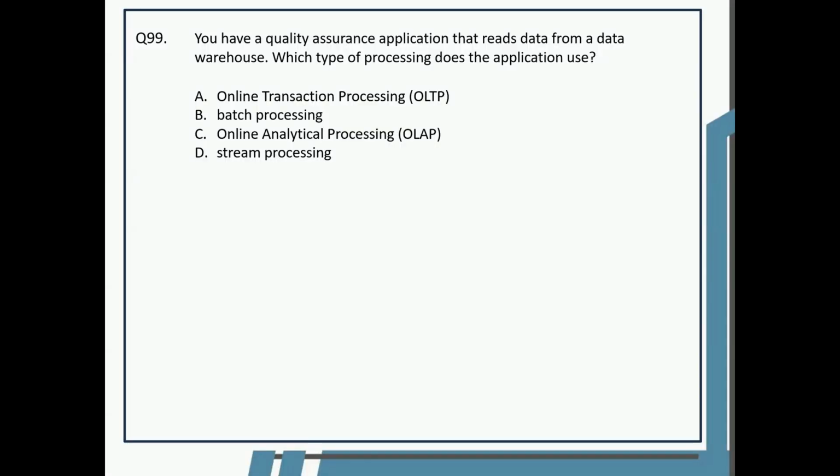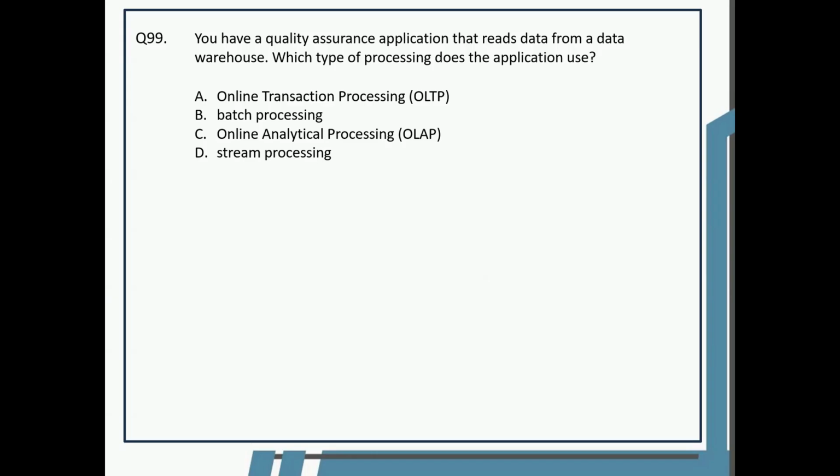So this question asks which type of data processing is used by a quality assurance application that reads data from a data warehouse. Options are online transaction processing, which is OLTP, batch processing, online analytical processing, which is OLAP, stream processing.